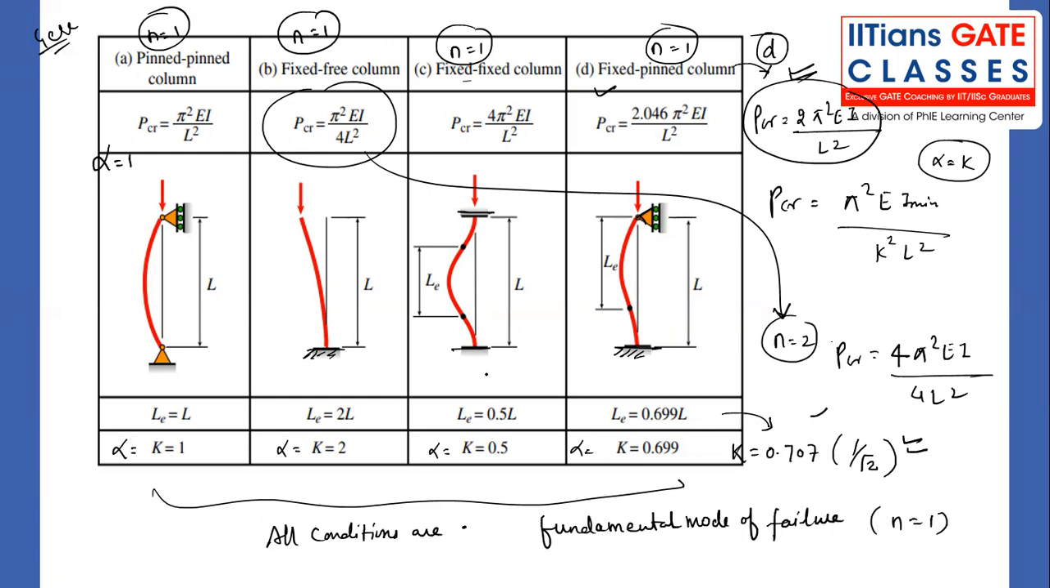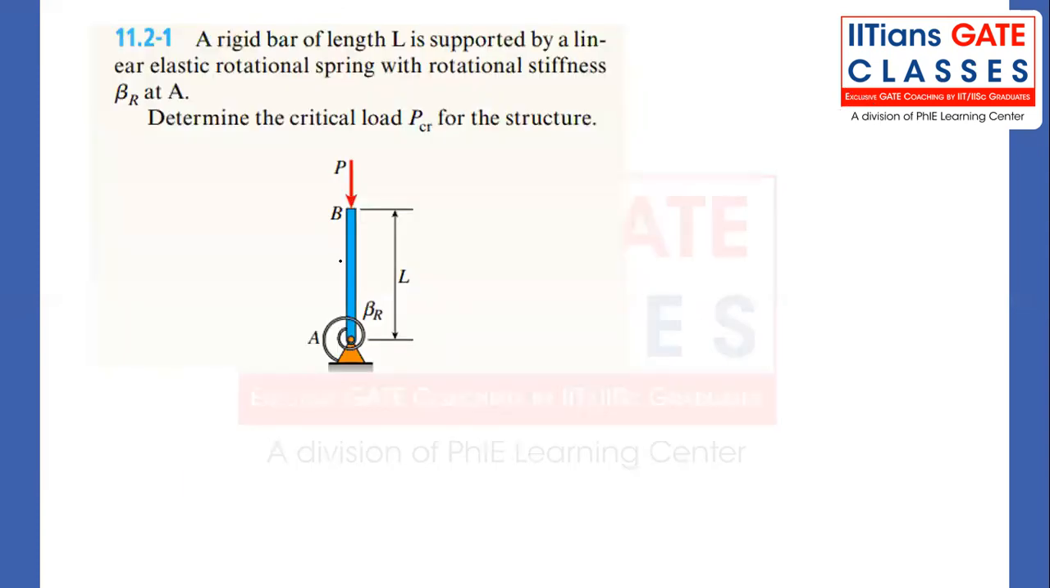So what we have done till now, the formula-wise things we have checked out. Now let's focus our attention on the numerical part. As you can see, the first question is in front of us. A rigid bar of length L is supported by a linear elastic rotational spring. Remember, whatever we have done is an idealized structure, my dear friend, not a real structure.